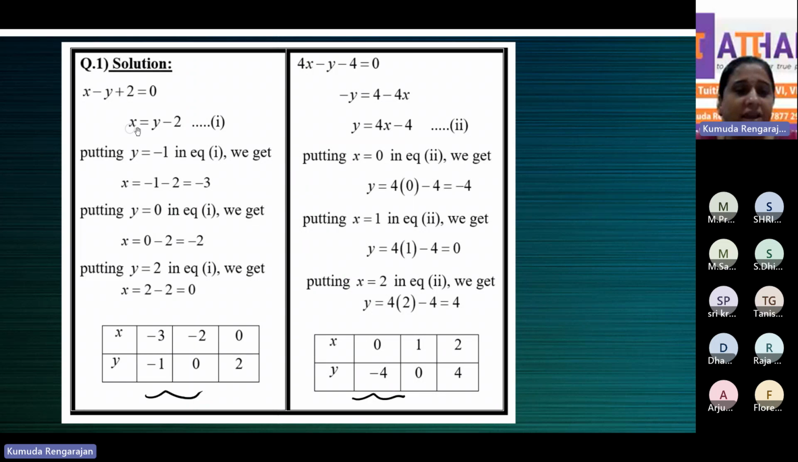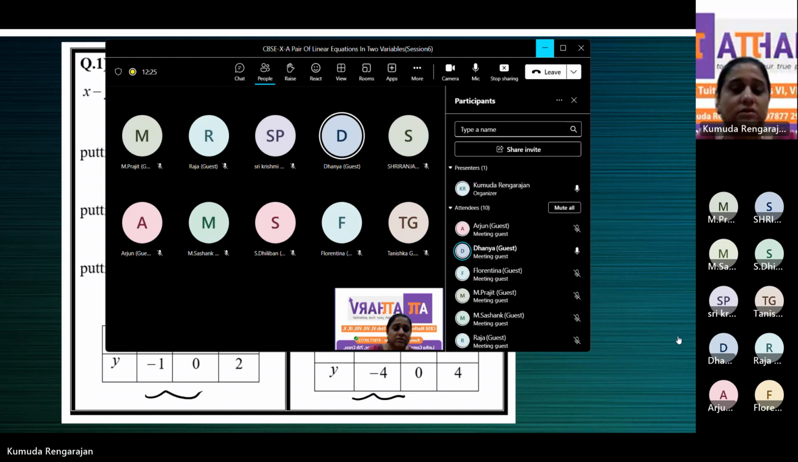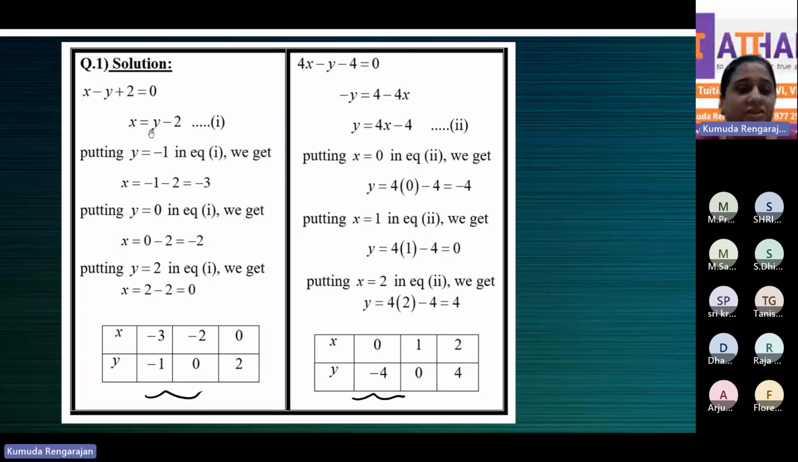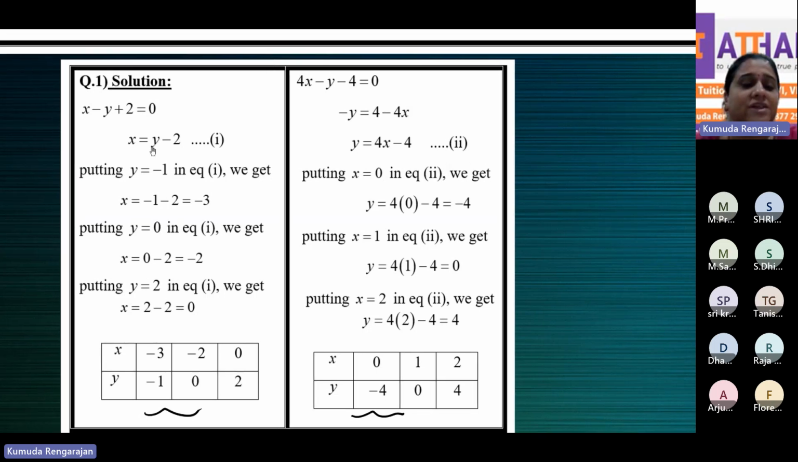So you can see here I've written x is equal to y minus 2. Are you all listening? Yes, ma'am. And here I've written y is equal to 4x minus 4. Then I'm giving different values. When you write x is equal to y minus 2, you must give different values for y and find the corresponding values for x. When you write y in terms of x, you must give different values for x and find the corresponding values for y.